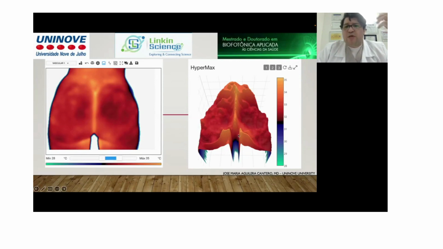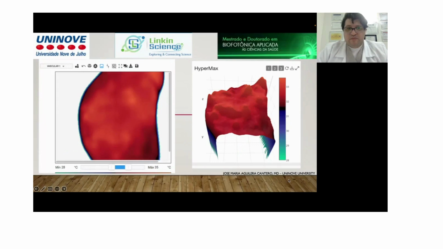And that's why we do the hypermax 3D reconstruction, in order to see if there is some remaining foreign body, and how we're going to treat it, whether it is able to be treated or not. This is also seen in the other positions. So the patient had a good recovery.